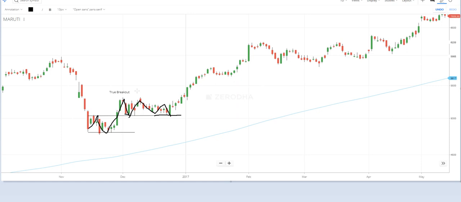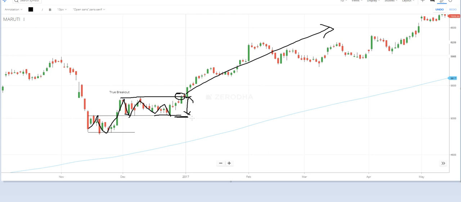And where will be your position? You will take a position at the previous high, which is here, right? So you will take a position around here and you will be on the winning side of the trade, correct? And where would be your stop loss? Your stop loss should be somewhere here. So this is your stop loss and you are in a true breakout, because you are buying on a higher high. You are not buying on just one high, right?